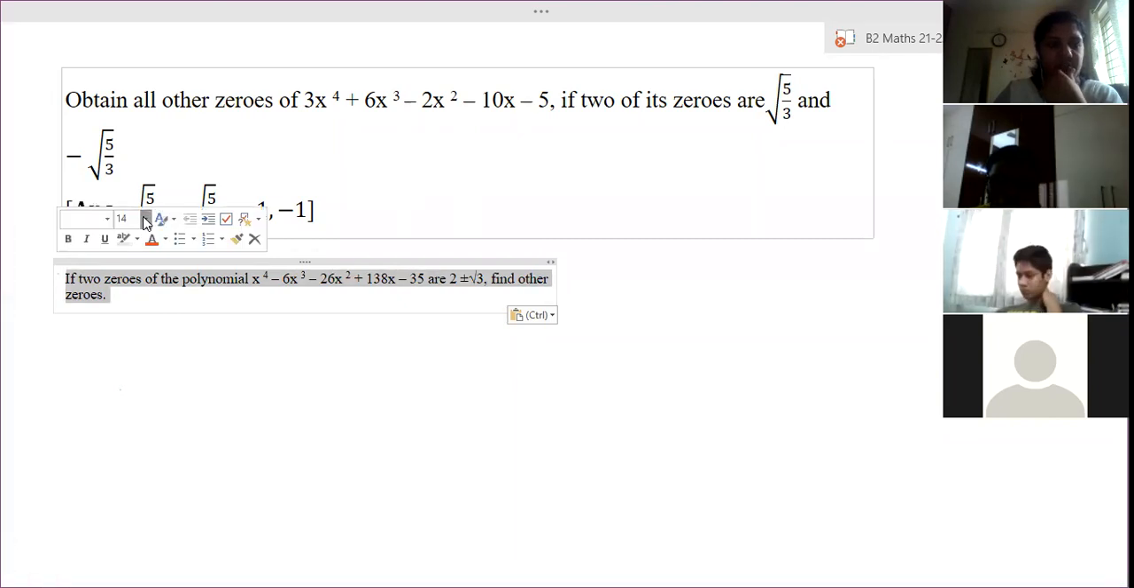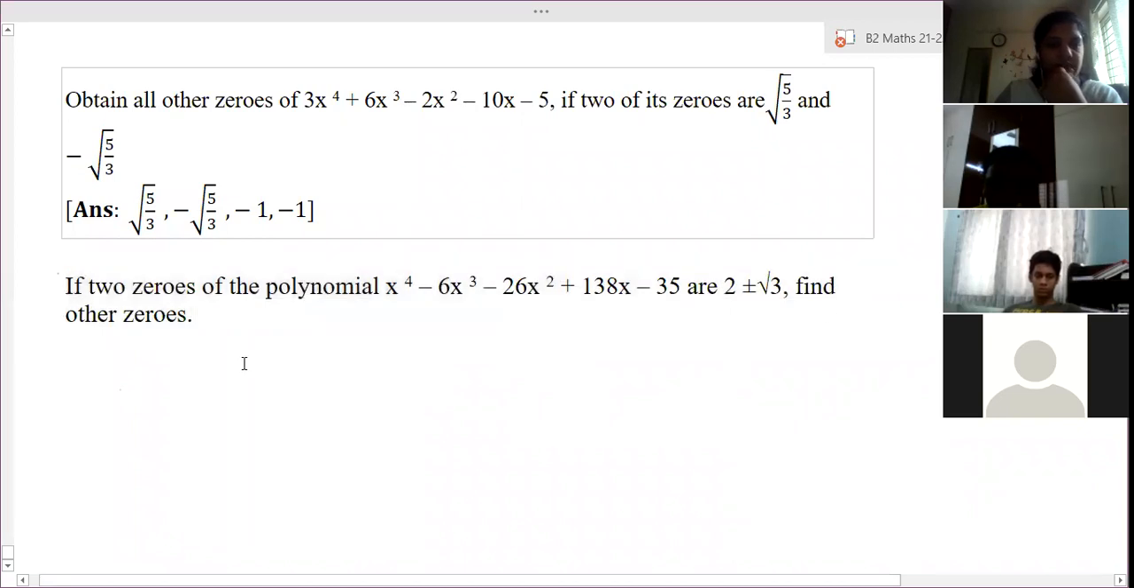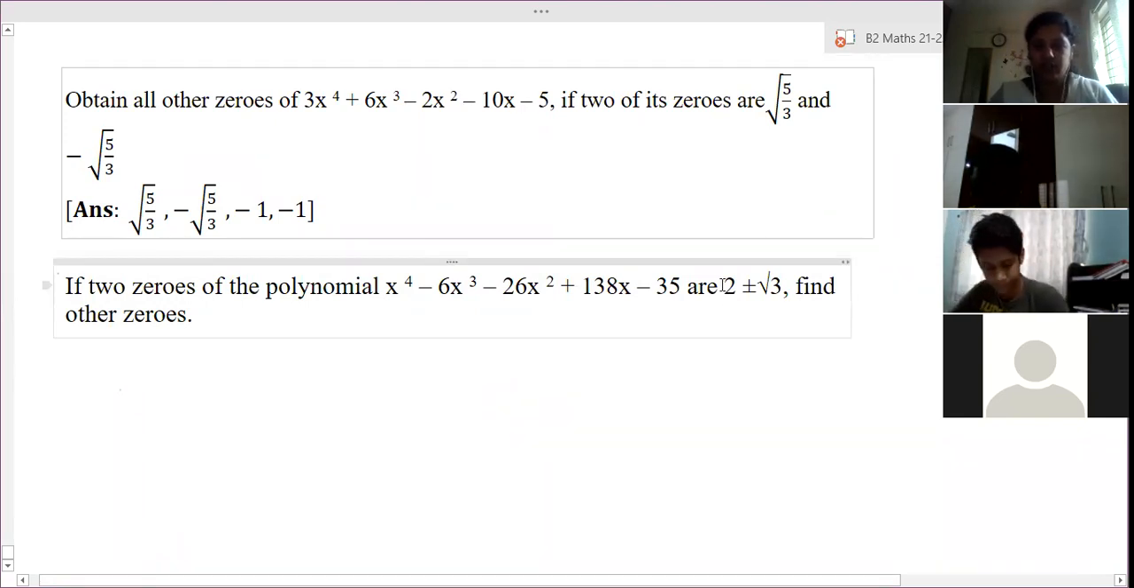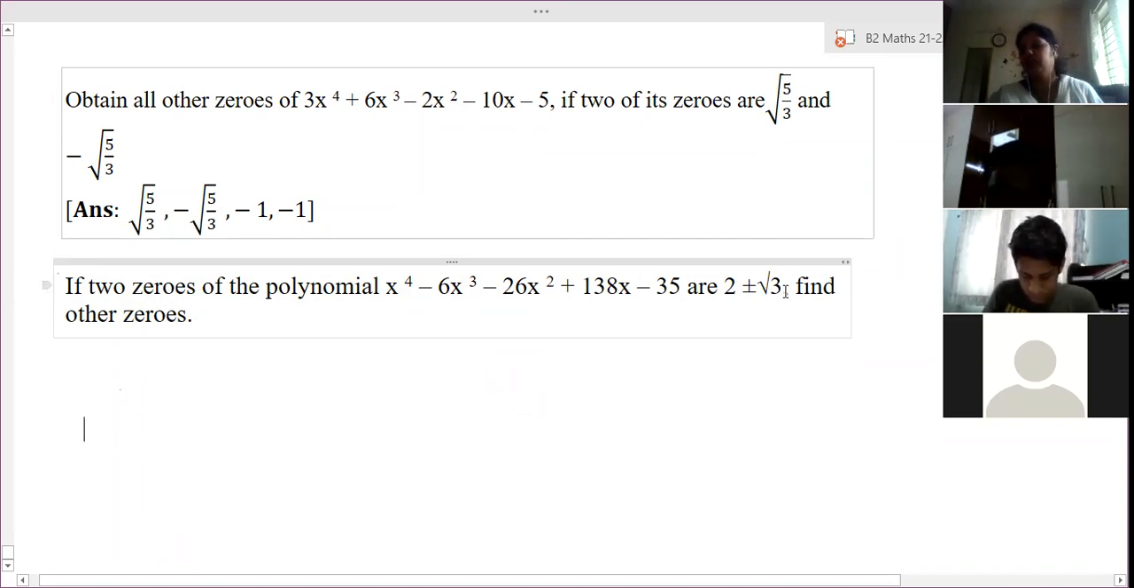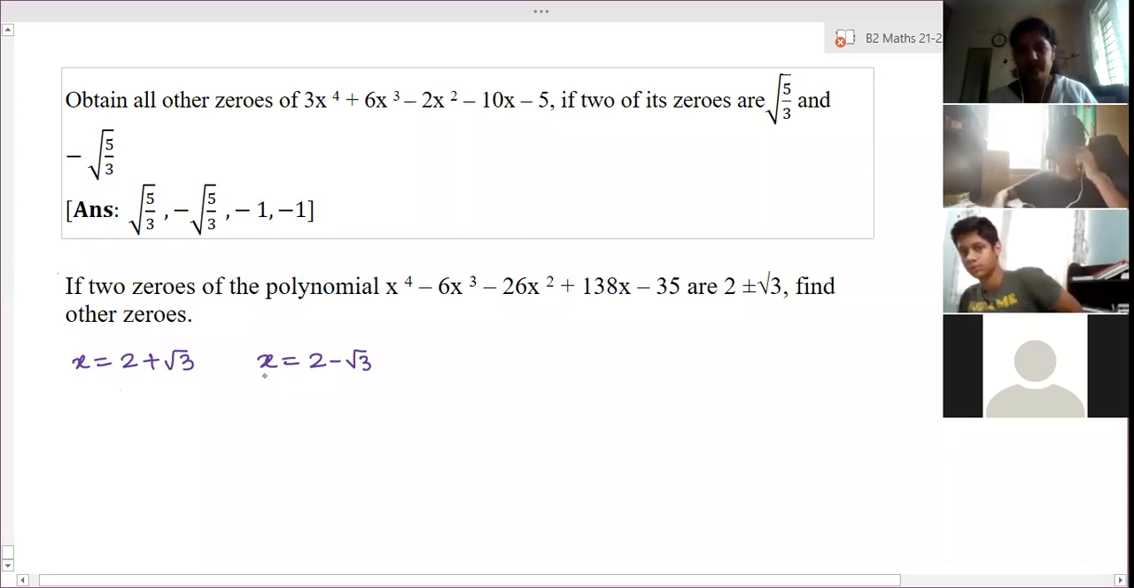This is the next question, which is a 5 marker. They have asked this in 2019. Now they have given 2 zeros as 2 plus minus root 3. This means one zero is 2 plus root 3 and the second one is 2 minus root 3. Now here the second method will work easily. If these two are the zeros, find the polynomial.